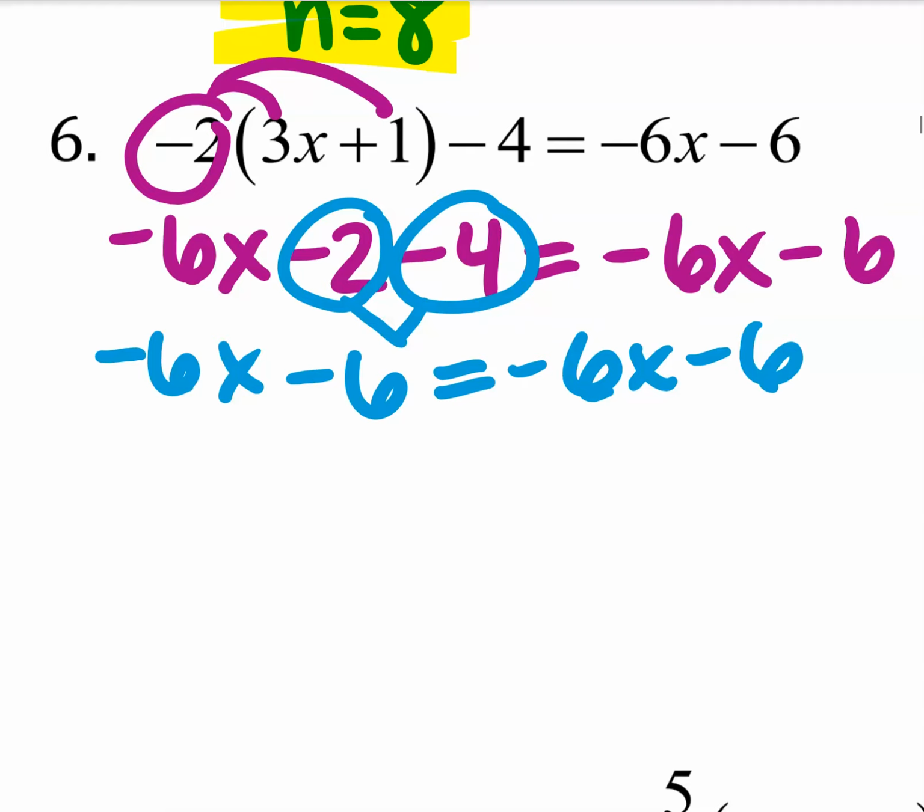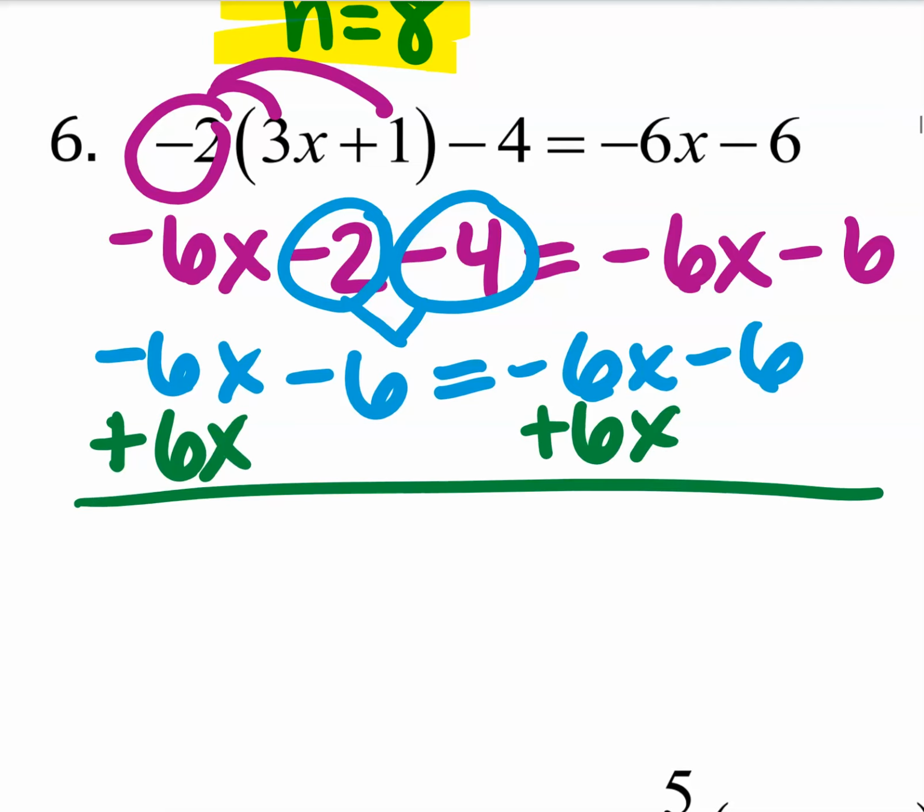What I would do in the next step is get rid of the smaller variable. Now I have -6x and -6x. They're the same, so there's no smaller variable. It doesn't matter which one I get rid of. So I'm going to add 6x on each side. Both of them go away, and I'm left with -6 equals -6.